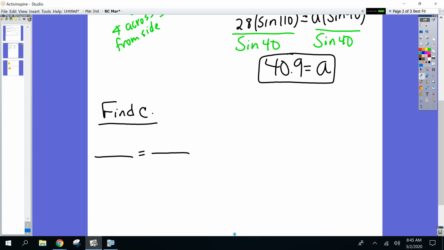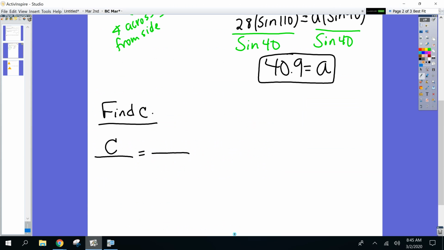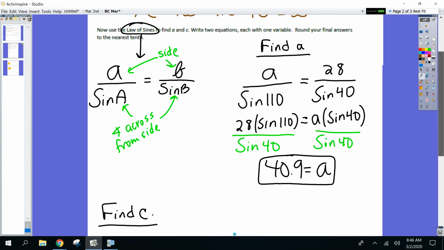Okay, so let's find C now. So I can say one ratio, C over sine, what's the angle across from C now? Sine 30. And now for the other ratio, this is just a preference for me because now you guys know two side angle relationships. I always like the given one.